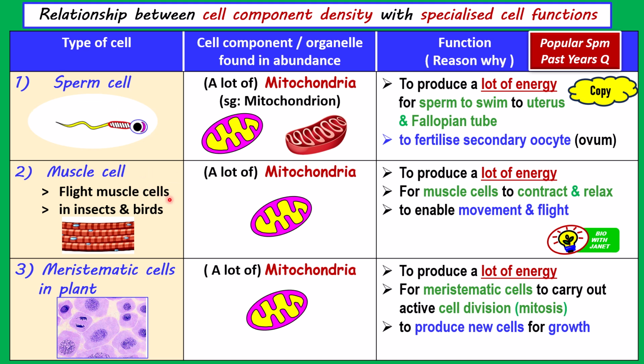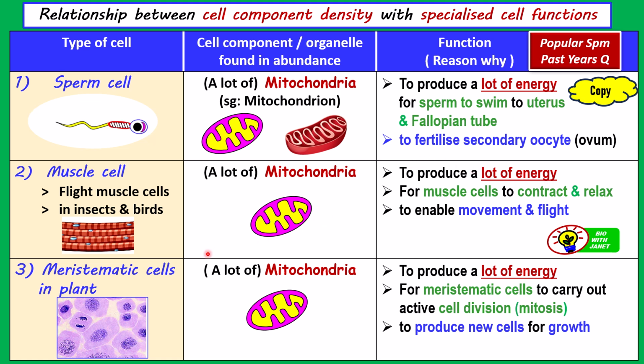Secondly, muscle cells. Flight muscle cells in insects and birds, and also the human muscle cells or animal muscle cells contain a lot of mitochondria to produce a lot of energy too through cellular respiration. But this time is for a different reason. It's for muscle cells to be able to contract and relax to enable movement and flight to occur. So for muscle cells to contract, they need a lot of energy supplied through the ATP, which is energy stored. And they need the mitochondria to produce the ATP, okay, which stores the energy.